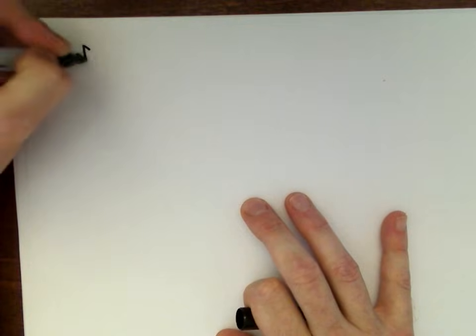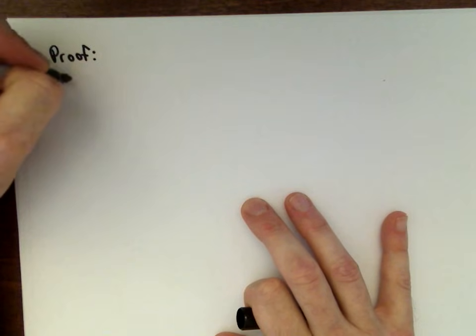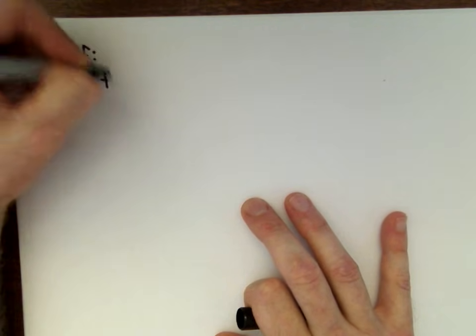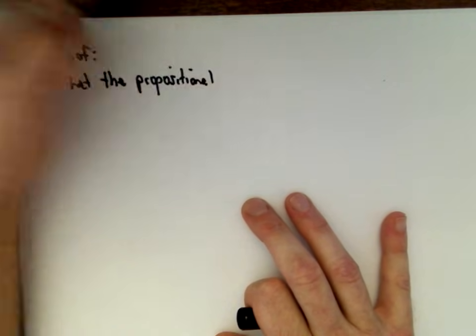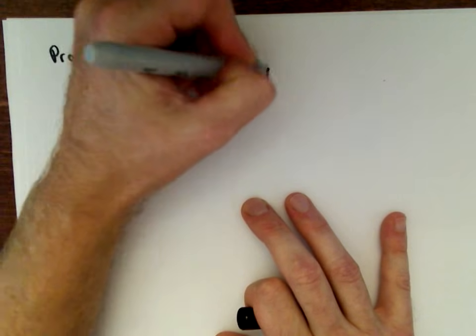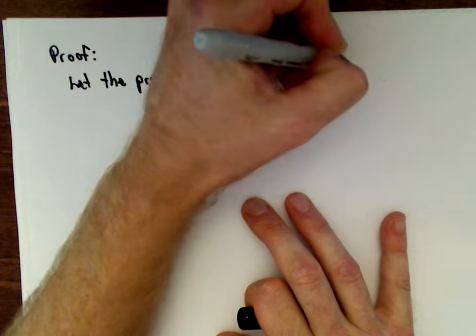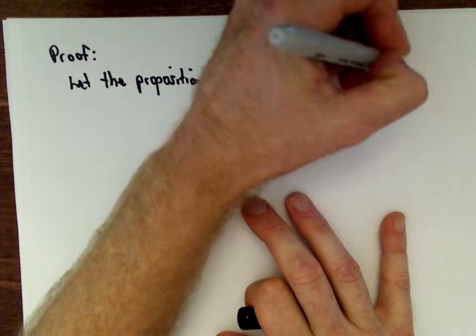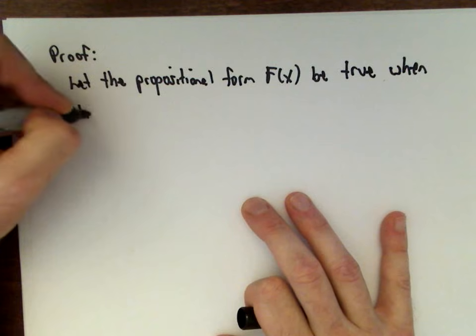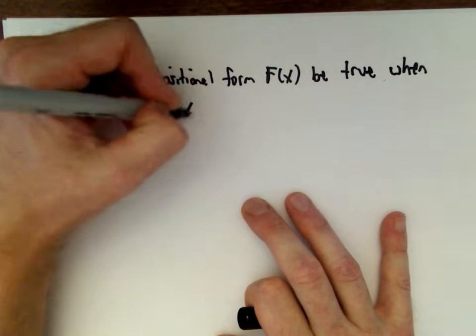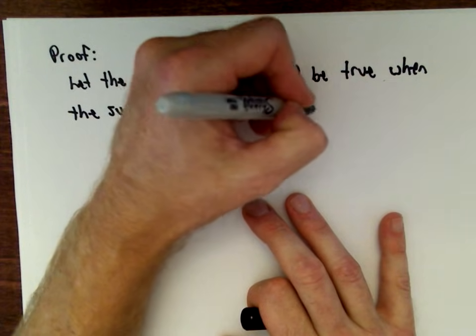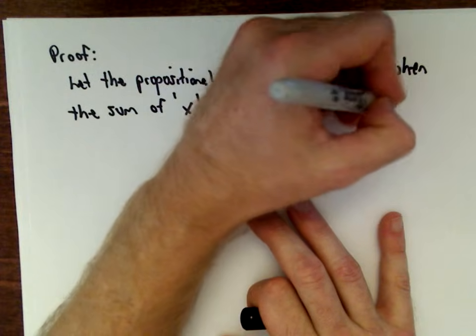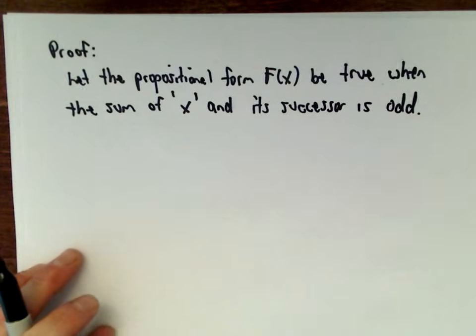So let's write our proof out here for induction. We'll let the propositional form f of x be true when the sum of x and the number following it, its successor, is odd. That's when our propositional form is going to be true.